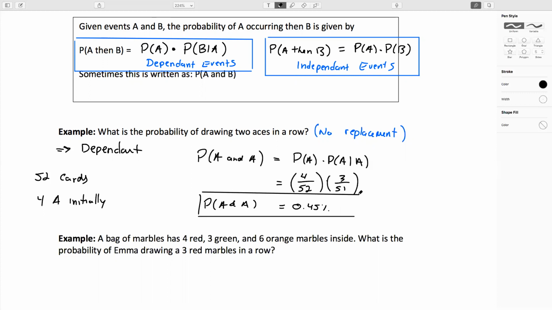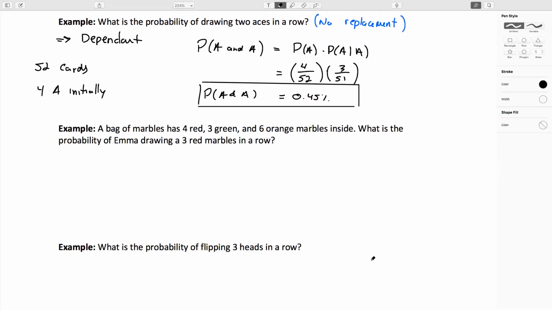If we had replaced the cards, and in doing so, we've created independent events, it would just be probability of ace times probability of ace, 4 over 52 times 4 over 52. Since we did not replace the card, second ace depends on the first ace.